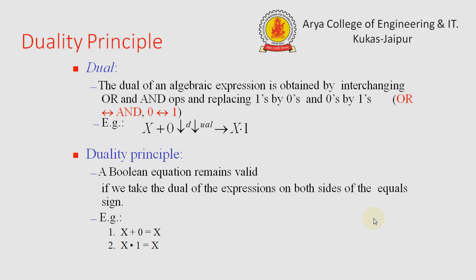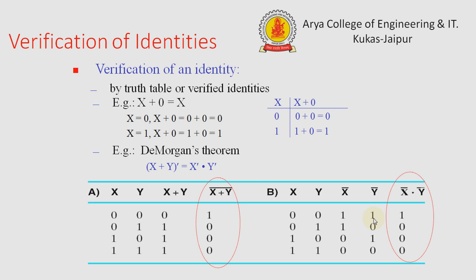So a Boolean equation remains valid if we make the dual of the expression on both sides of the equal sign. So x plus 0 is equal to x and x dot 1 is equal to x. Now, verification of identities. By truth table we can verify the identities, such as x plus 0 equals x. So we apply x as 0 and 1, and for both values we can see x plus 0 is equal to x.